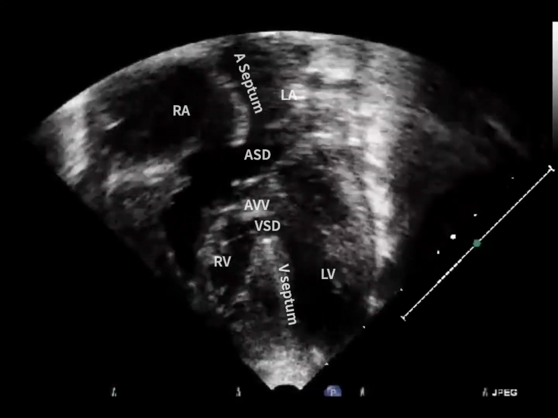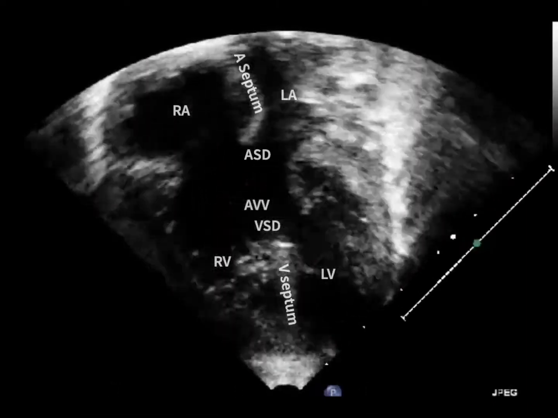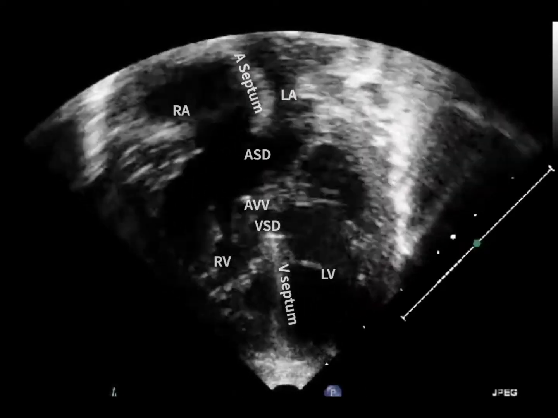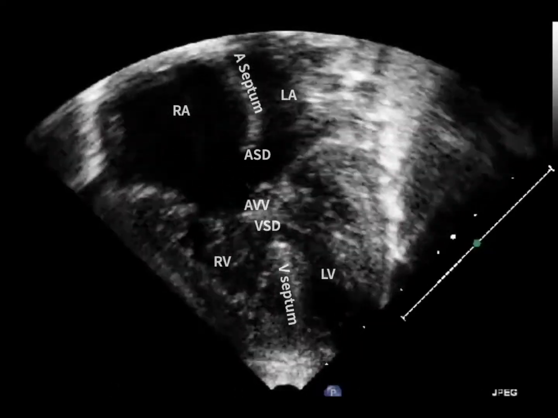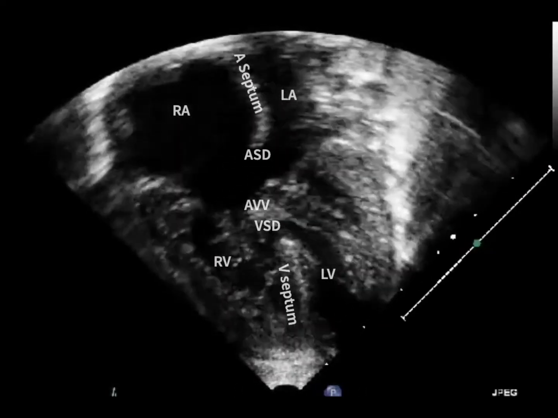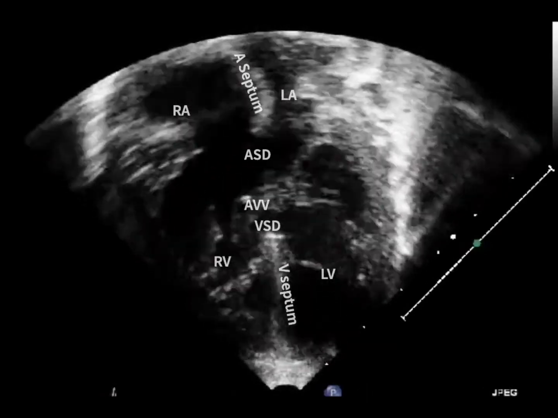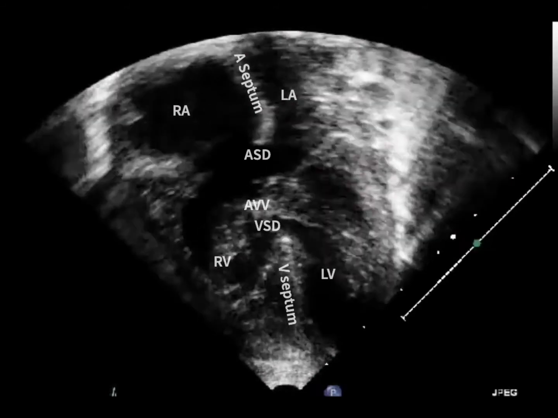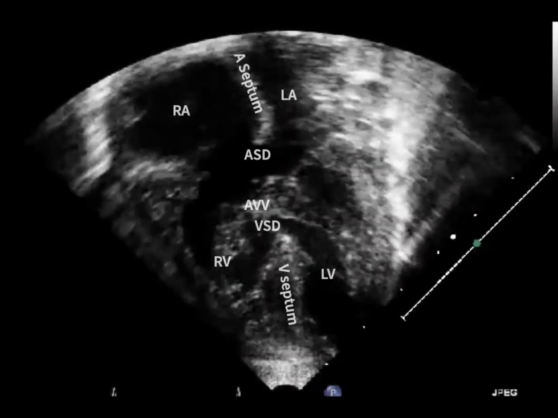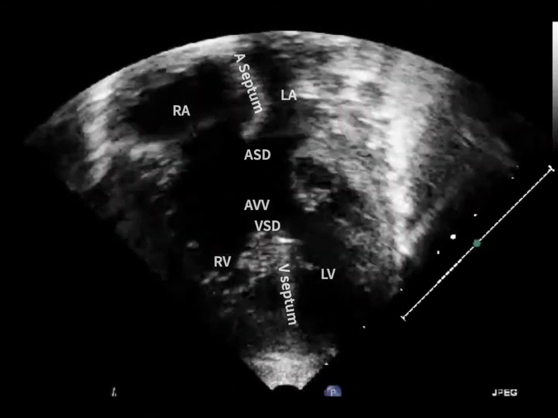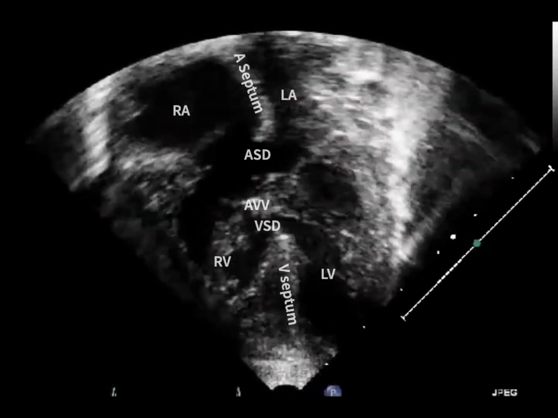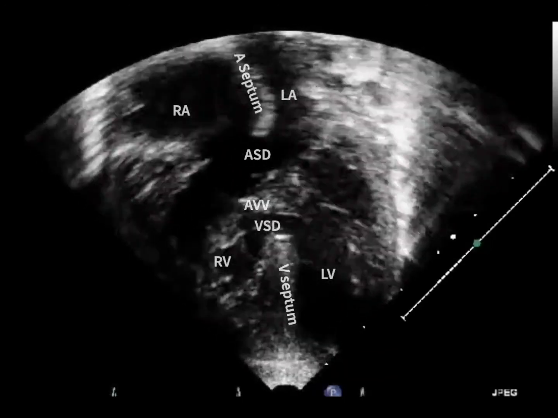We start interpreting this echo by identifying the relevant chambers. We identified the RV, the LV, RA, and the LA. It's clear that there are defects in the atrial septum and the ventricular septum. We can see an ASD and a VSD, so this person has a complete AV canal defect. We need further imaging to visualize the mitral cleft. We also need further imaging to determine what Rastelli classification this patient falls under.